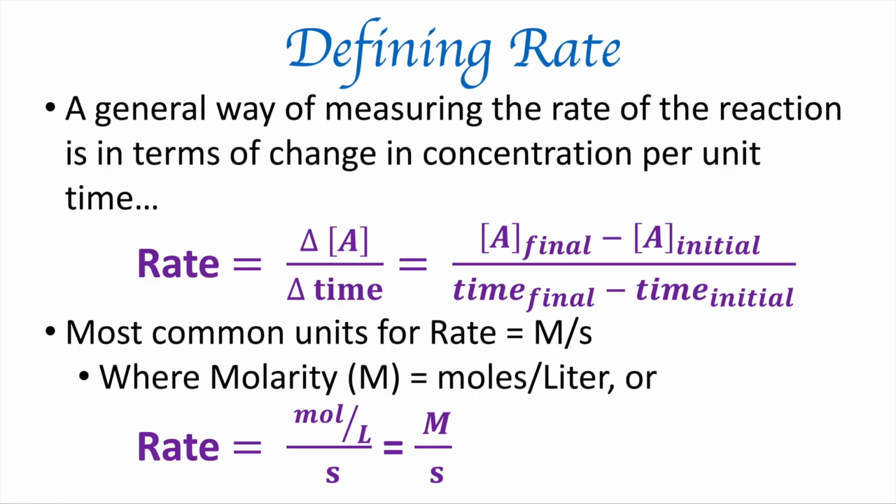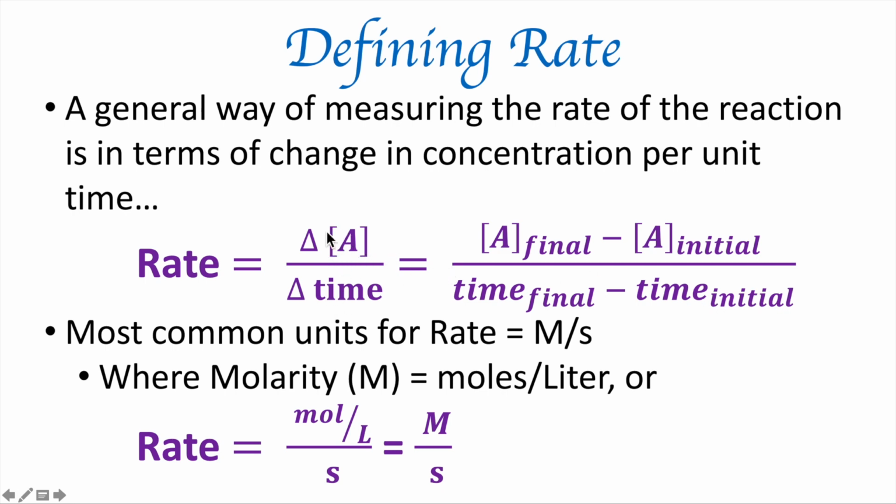So the general way of measuring the rate of reaction is in terms of change in concentration per unit of time. Like speed is distance versus time, a lot of times we're going to be measuring concentration per time. So the rate is a change in concentration over a change in time. Again, the triangle here means a change of. And typically, whenever you see the triangle, you're taking the final minus the initial. The same thing, because it's a change in time, you're taking the final time minus the initial time.